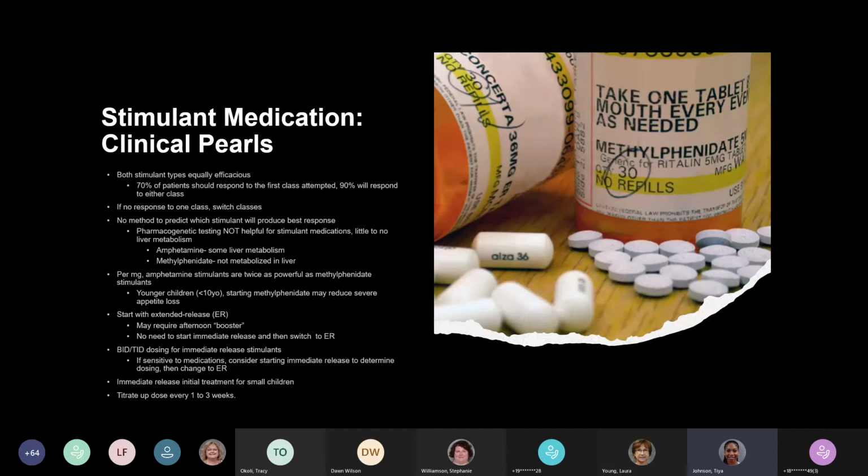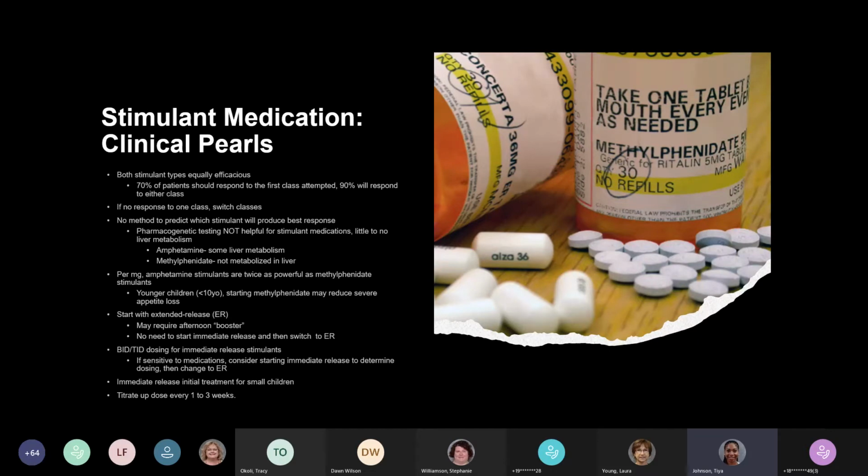And extended release pills you cannot crush or chew, which makes it hard for small children as well. So I typically will do an immediate release, because usually those you can at least crush or chew them if need be, or you can use the liquid version.